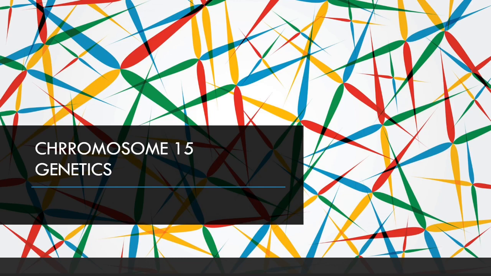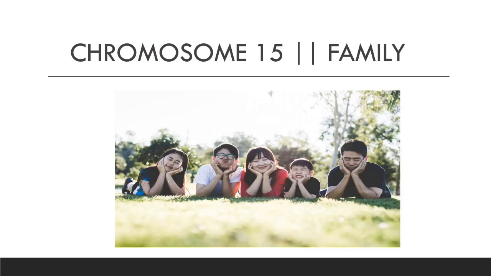So the defect in chromosome number 15. You can see chromosome 15, and I have given a very beautiful picture of a family here. So what is the importance of family here with chromosome 15? F for 15 and F is for family, right? Okay. So what does a family consist of?